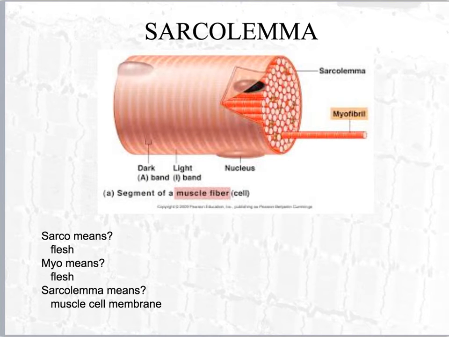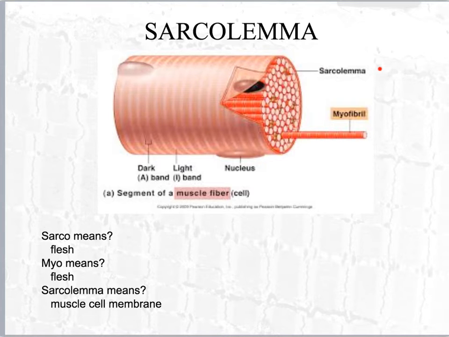So here we've zoomed in a little bit more. So this is a single muscle cell, also called a muscle fiber. And so you can see there's some terminology here. There's the sarcolemma and then the myofibril. Both sarco and myo refer to flesh. Like that's their root word. So both of those are root words for muscles.